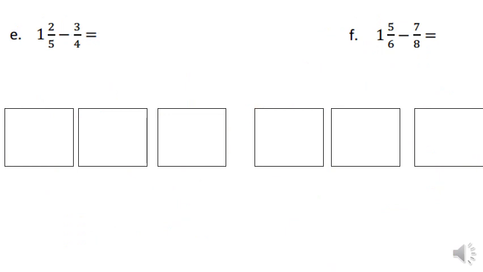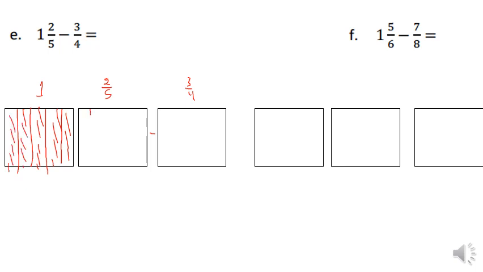Okay, on E, we have 1 2/5 minus 3/4. So I'm going to start by modeling, and I'm going to split my first 1 2/5, and we're subtracting 3/4 from it. So I'm going to start by putting my 1 in fifths, and they will all be shaded.